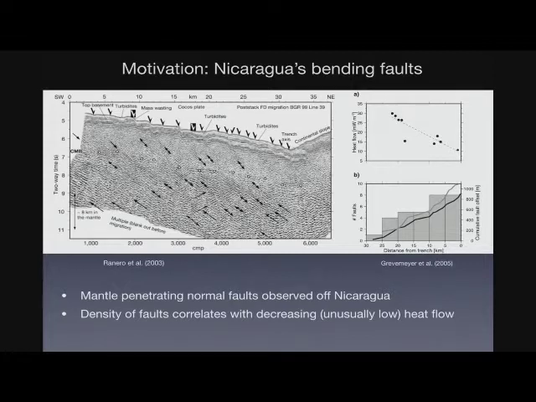And I think you've seen this in a couple talks already, where this is the incoming plate here and this is the trench. The seismic reflection image shows these really deep, dense bands of normal faults cutting all the way through the crust. So this is the moho right here. These little white dots are where they pick the moho. So this is the oceanic crust. This is the upper mantle. And these faults are so deep, they're going into the mantle about 20 kilometers or so.